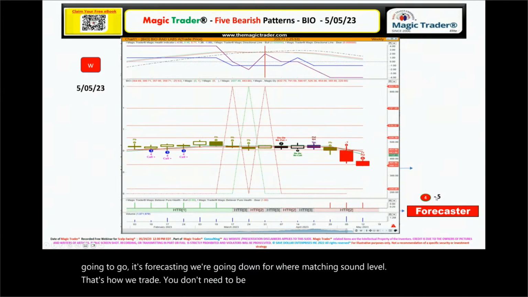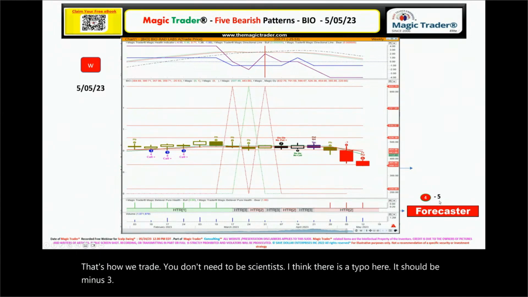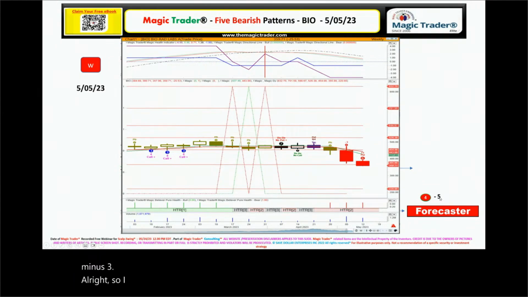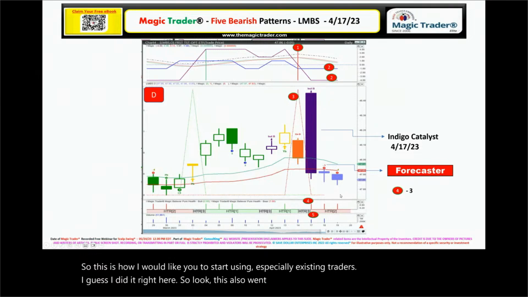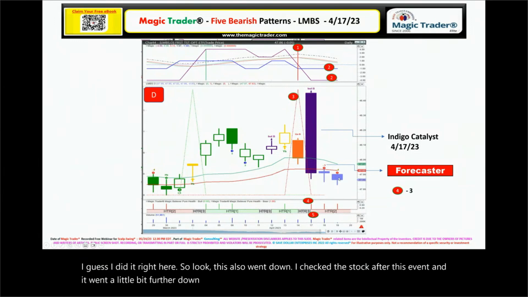I think there is a typo here. It should be -3. All right, I apologize for that. It should be -3. So this is how I would like you to start using it, especially existing traders. I guess I did it right here. So look, this also went down. I checked the stock after this event, and it went a little bit further down. So it can go either way.